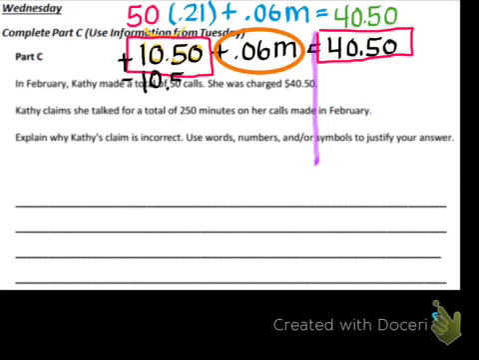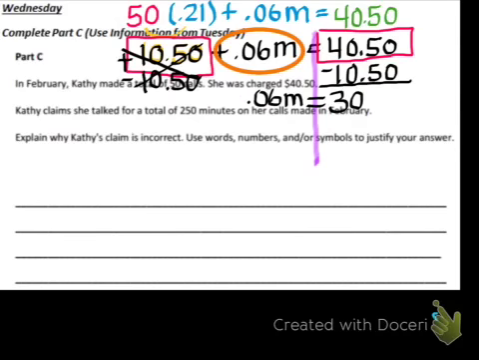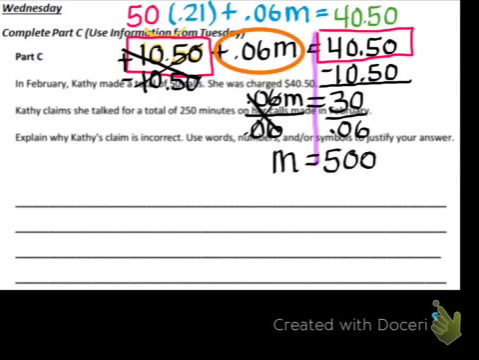So if I subtract 10.50 on one side, though, I have to subtract 10.50 on the other side. So I'm going to do that. Now I have M, and it's being multiplied by 6/100ths, so to get rid of times 6/100ths, I want to do the opposite, and the opposite of that is to divide by 6/100ths. So I'm going to divide both sides by 0.06, and when we do that, we're going to get M equals 500.